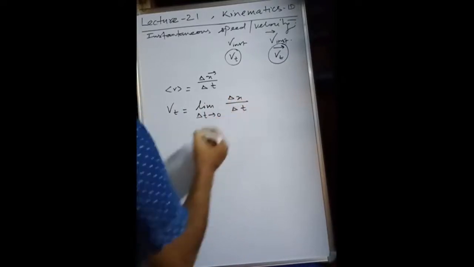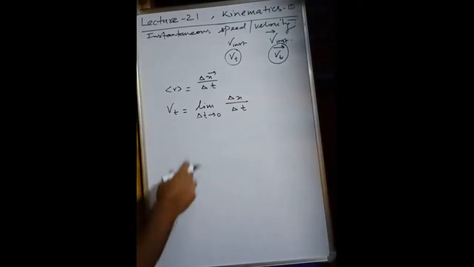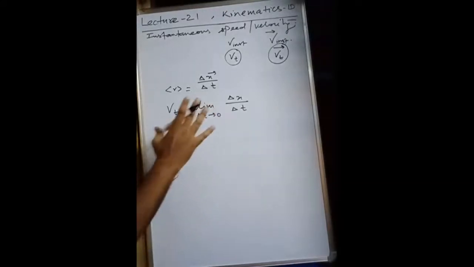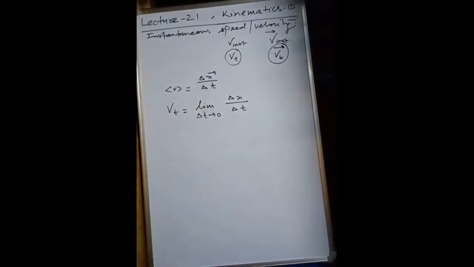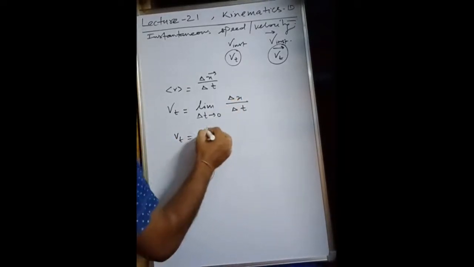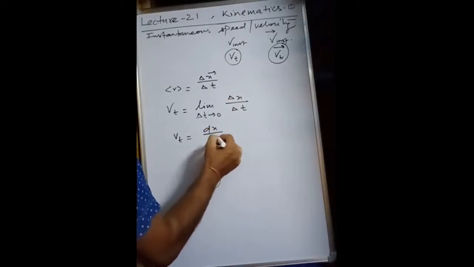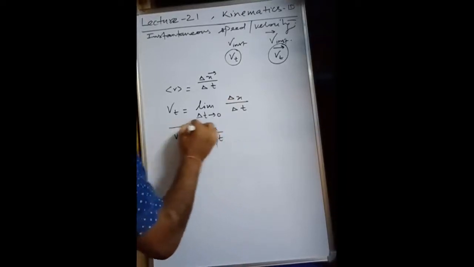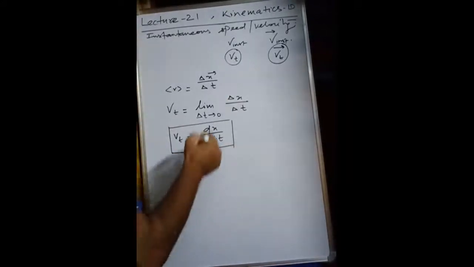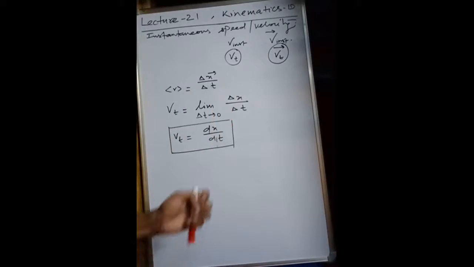You are in standard 11th, my dear student, so you might not have studied limit and continuity. So try to understand what I am explaining you till here. Further, in great detail, you will study it in your mathematics course. This can be written as dx over dt. This is very important, my dear student. Dx over dt. What does it mean? The limit of any function with delta t tends to 0.